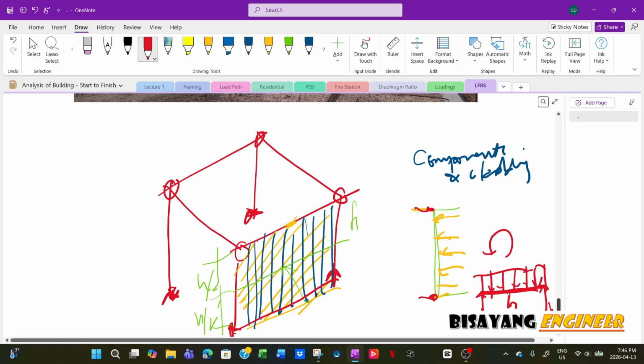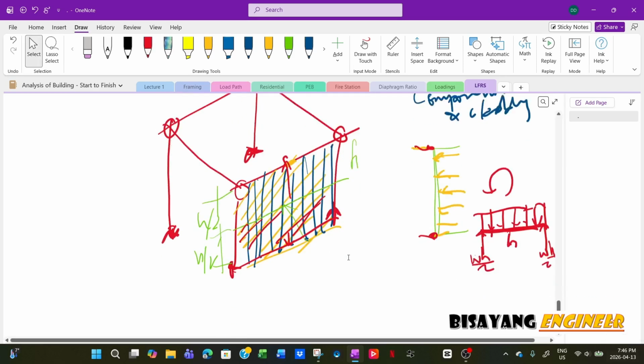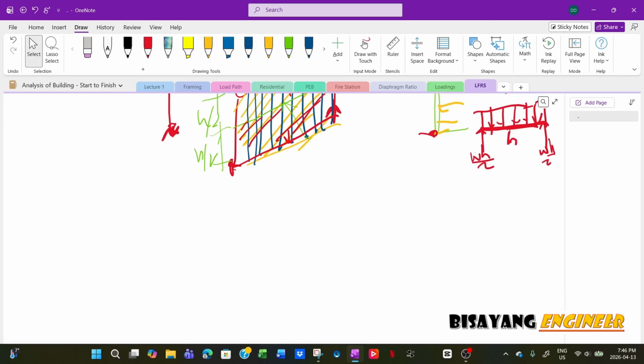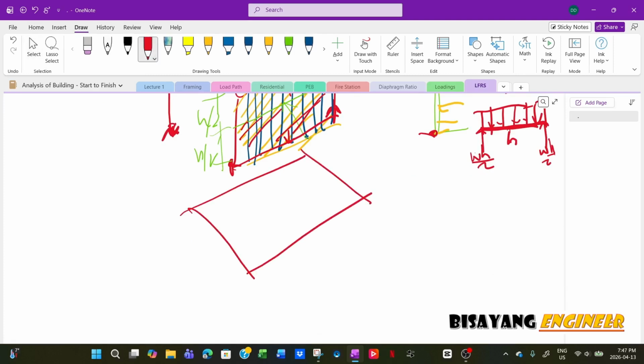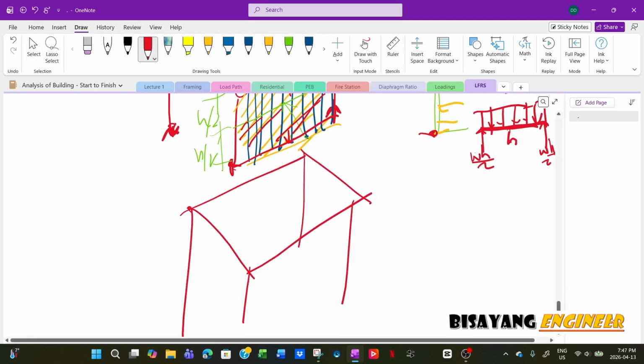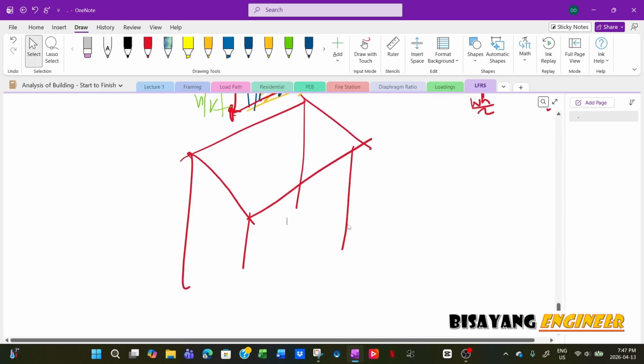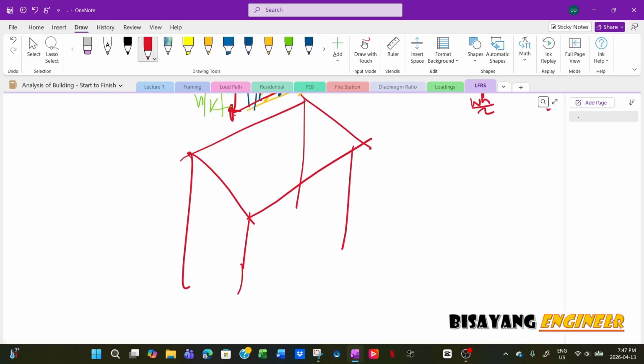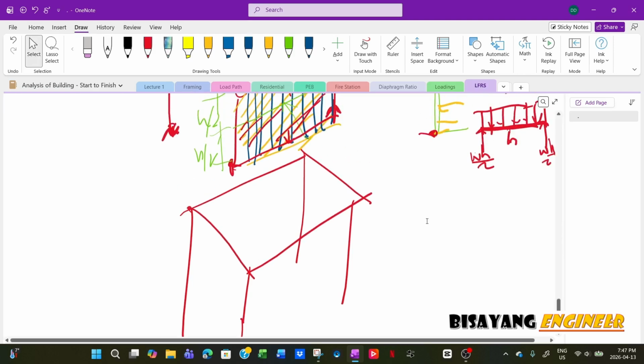And now half of the load will be transferred to the grade beam, and half of that will be transferred to the roof beam. Now, we'll do the frame again. We'll do that here. So we'll consider only the half to make it simpler. So the reaction of your mullion is right here.